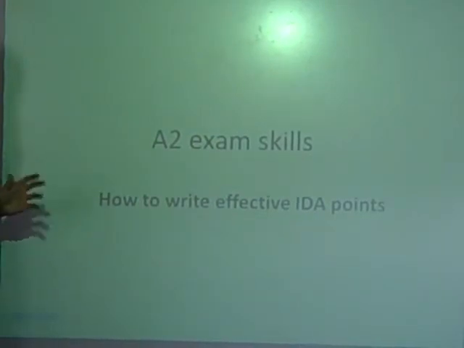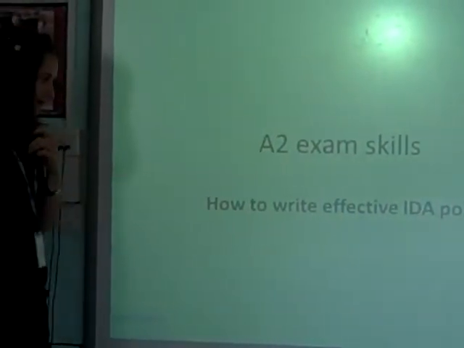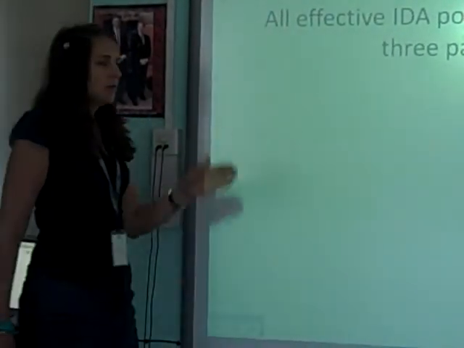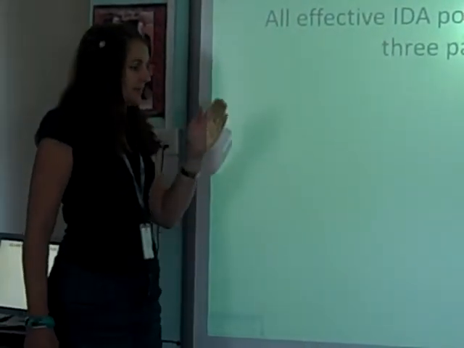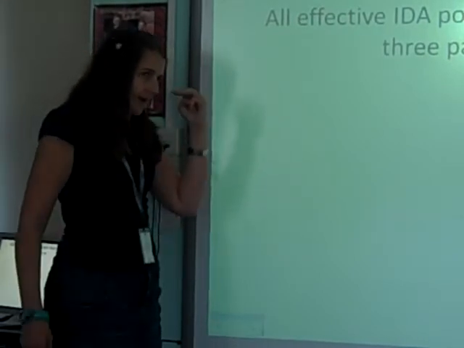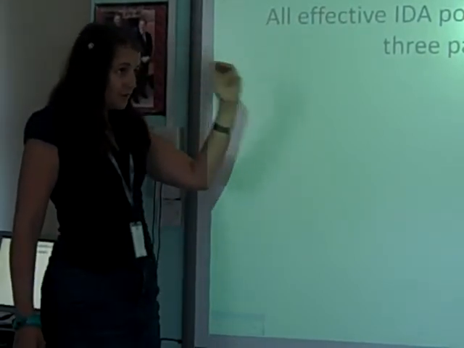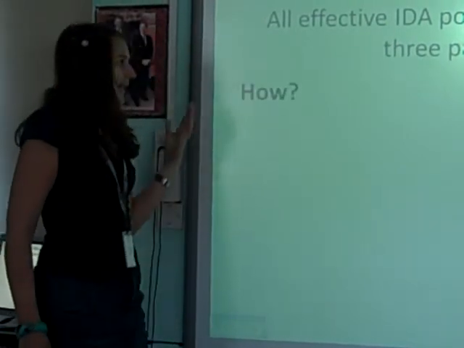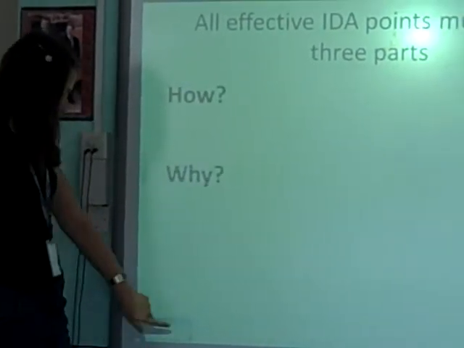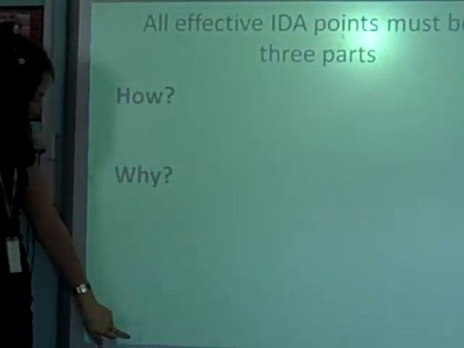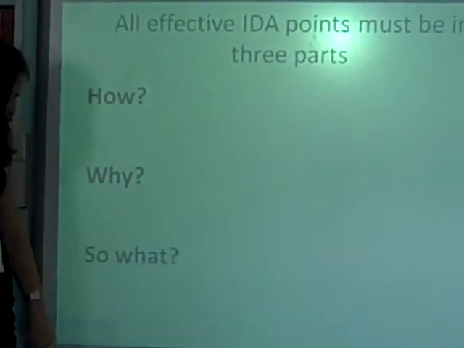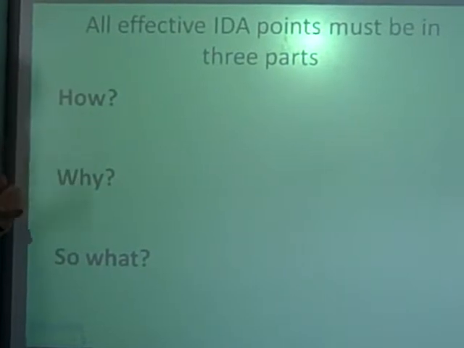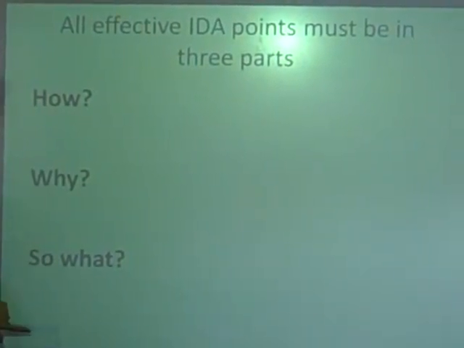So we know what IDA is, issues-based approaches, so how do you make that into good evaluation? All IDA points should be split into three. When you're writing them out, you should be thinking, okay, I need to do these three things. The first, which is the most simple thing, is how. What do we mean by how? And then why, and then so what. So you should be thinking in your head when you're writing it, how, why, so what. Okay, so what does this actually mean?